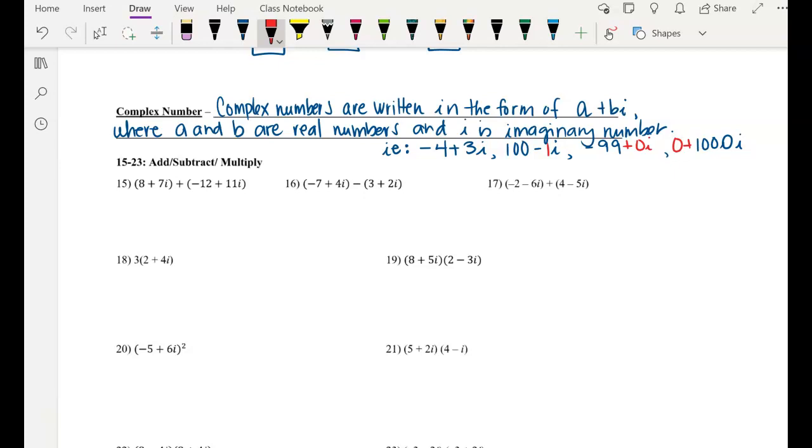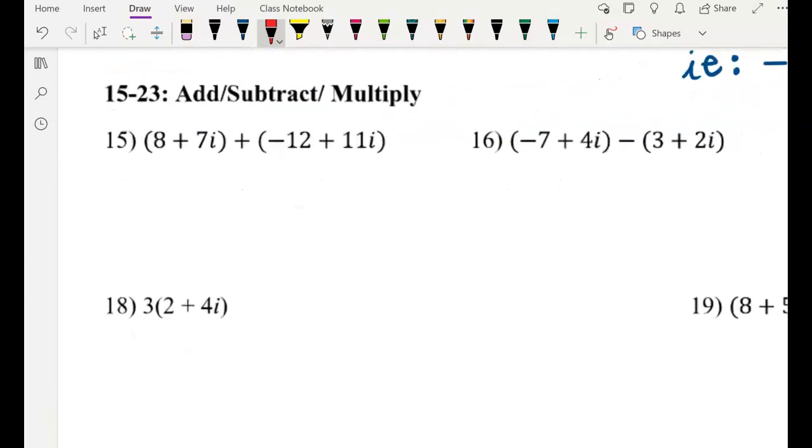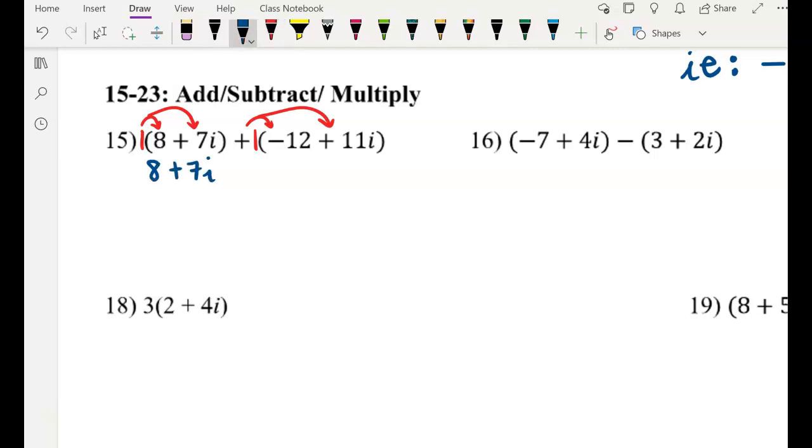Okay, so examples 15 to 23 are to add, subtract, or multiply, okay? So, guys, these are just normal. We can multiply i like you would a variable x or y, okay? So the quantity of 8 plus 7i plus another quantity of negative 12 plus 11i. Remember, if you see a quantity, technically there's a 1 in the front. But what happens when you distribute a positive 1? These don't really change. So these will come out unchanged because we are only multiplying by a positive 1. So this is plus negative 12, and this is plus 11i.